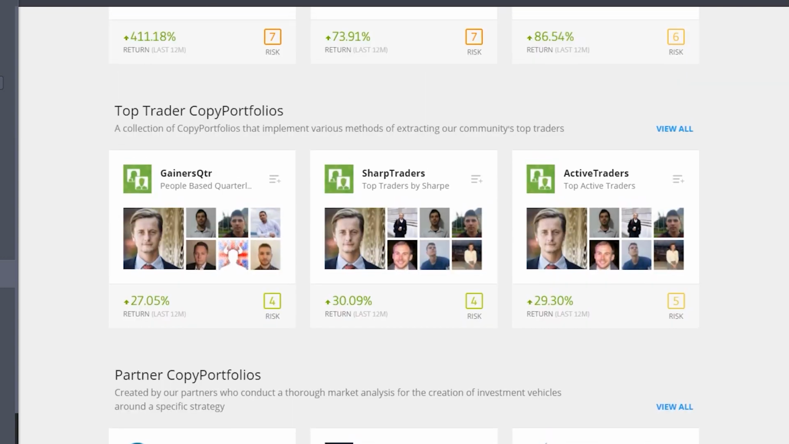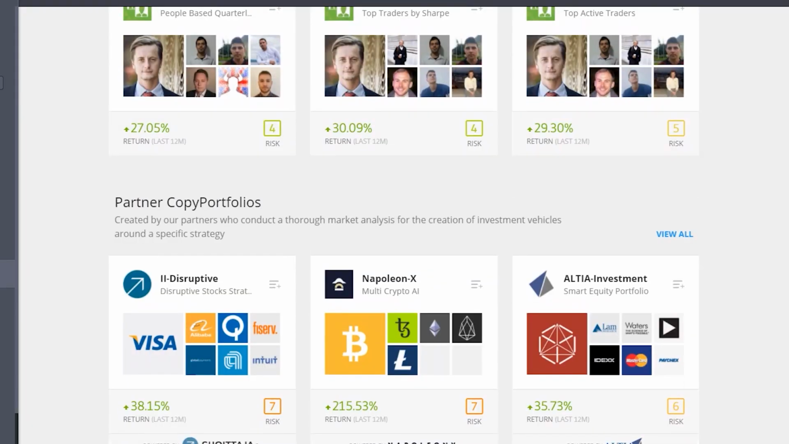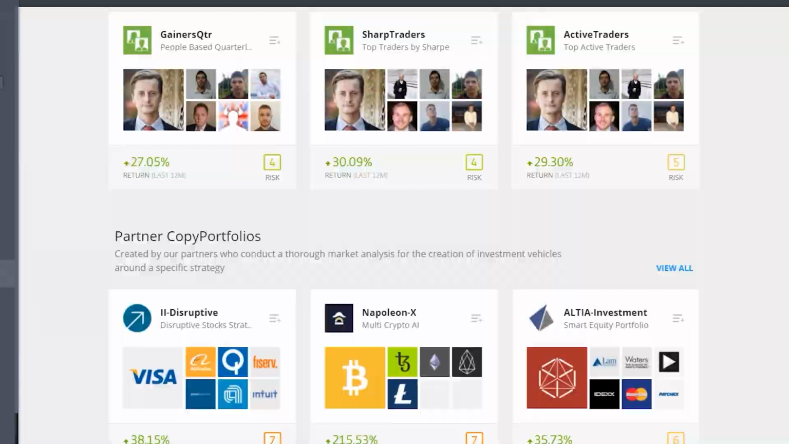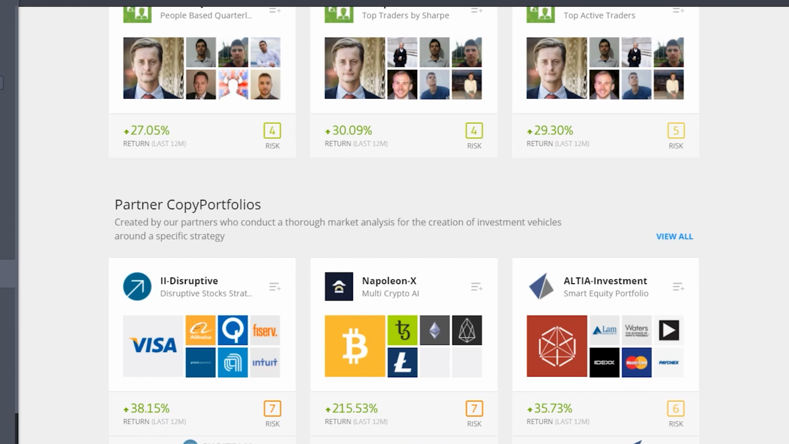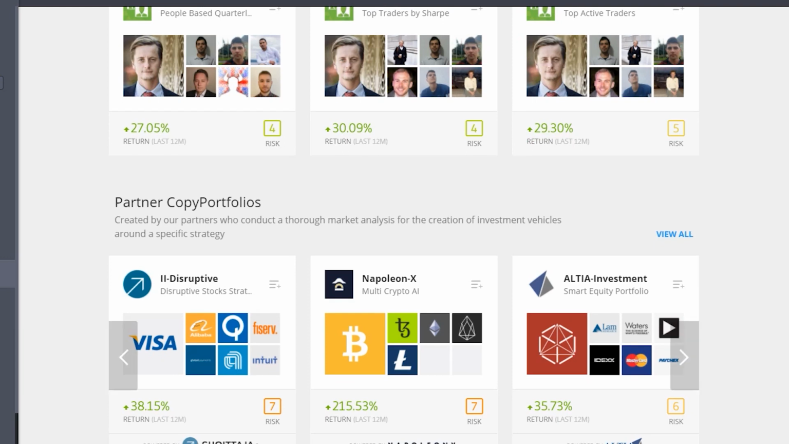What we're going to do is come back to top trader ones, because it involves traders, which is a lot closer to copy people. So we'll do copy portfolios. We'll do partner copy portfolios, created by our partners who conduct a thorough market analysis for the creation of investment vehicles around a specific strategy. Off the top of my head, I'm not entirely sure what the difference is between this top one and this one. They look relatively the same. So let's open these three and see what we can figure out.